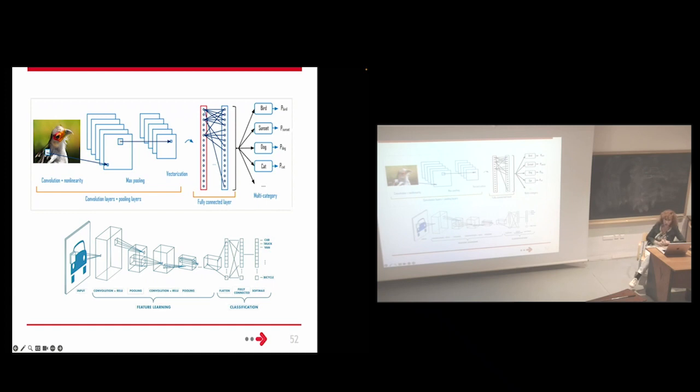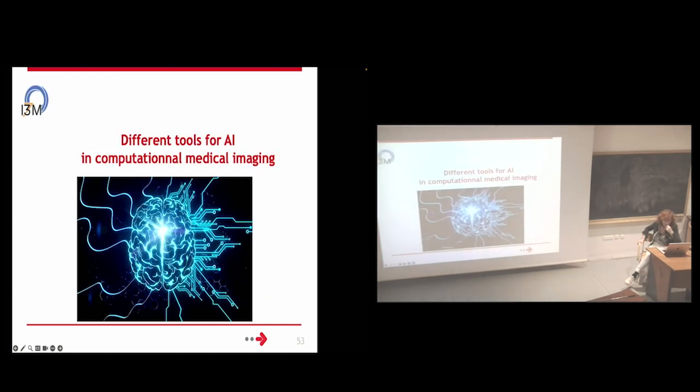So, a different scheme to show that you have these two steps, the convolution part, then the classification part, and in the middle you have the vectors of characteristics. I just want to mention that you can iterate as many times as you need to obtain a good characterization of the image. So knowing that, we can move to different tools for computational medical imaging.